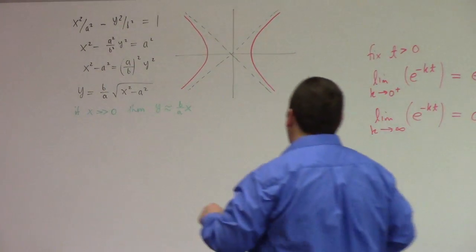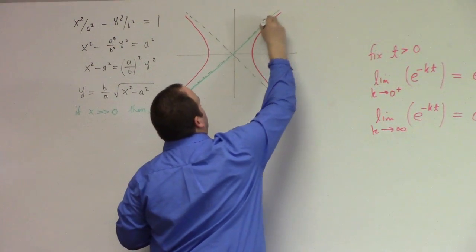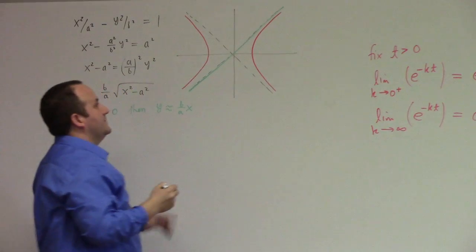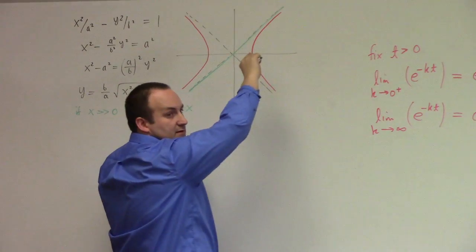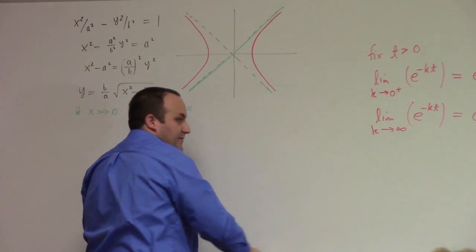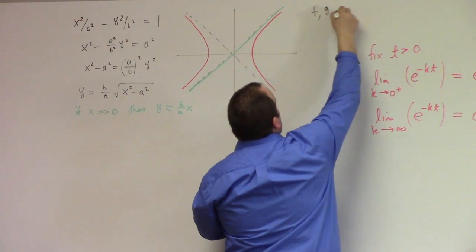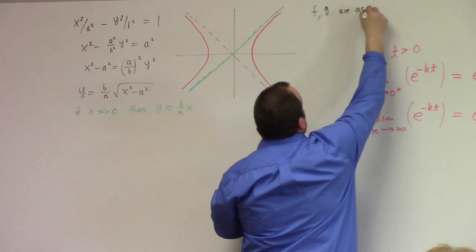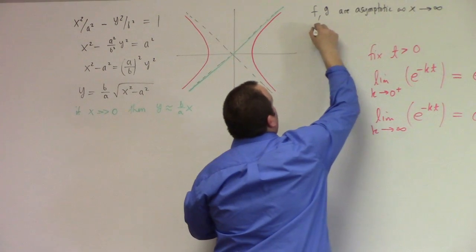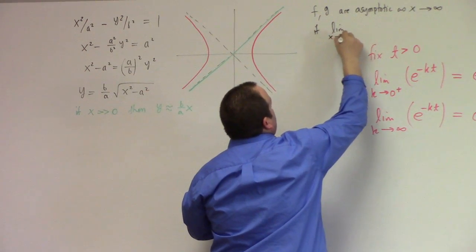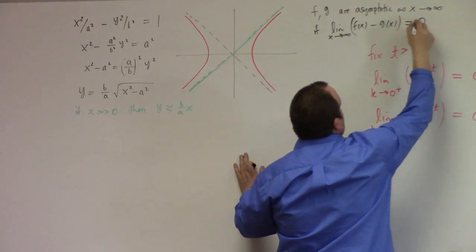So my point is, asymptotically, if you get really, really far out there, then these two things get really, really close. And he gives a definition in one of your homework problems about two functions being asymptotic. We say that f and g are asymptotic as x approaches infinity if the limit as x goes to infinity of f of x minus g of x is equal to 0.